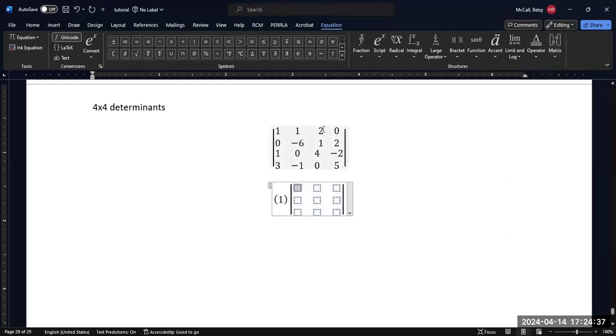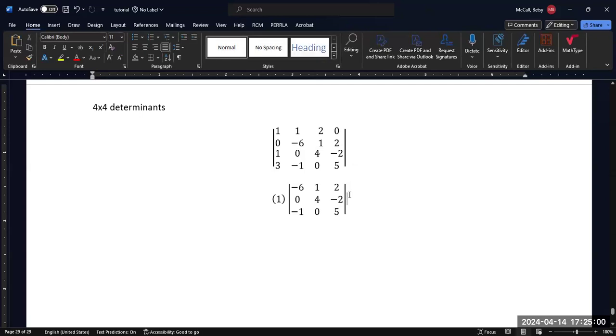And since I'm expanding on this one right here, that will leave behind -6, 1, 2, 0, 4, -2, and -1, 0, 5. And then we go over to the next one. So the sign changes. And then we have another 3x3.